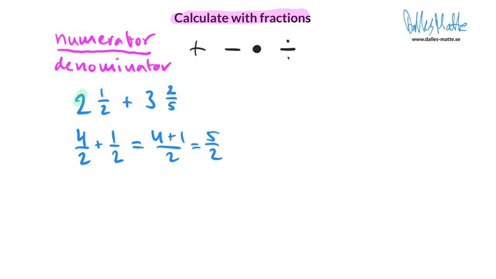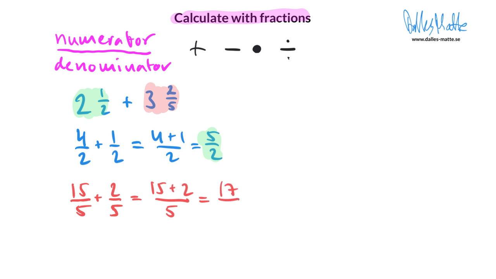This was the first one. And now we check also the next one. How do we do that? Because, yes, we have a big 3 and we have fifths. So we can make the 3 like this, 15 over 5 plus, then we have 2 fifths. Sorry, 5 over 5, wrong on me. Like this. Now we have the same denominator. Then we add the numerators to each other, 15 plus 2 over 5. And we got 17 over 5.